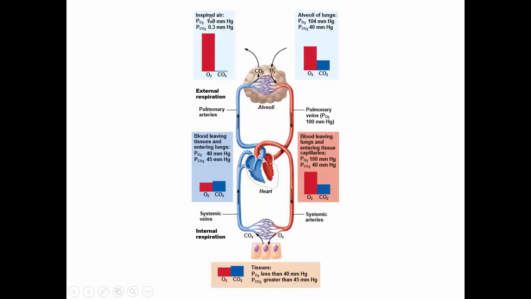Here you see the overview. While inspired air will have quite a bit of oxygen and almost no carbon dioxide, in the alveoli we see a slightly different picture, simply because we never blow all of the carbon dioxide out of the alveoli. The pulmonary arteries are bringing oxygen-poor, carbon dioxide-rich blood in. The exchange will occur, and the pulmonary veins will have oxygen-rich, carbon dioxide-poor blood. This will be taken to the tissues where we have the conditions that allow for oxygen to go into the tissue and carbon dioxide to go into the blood.